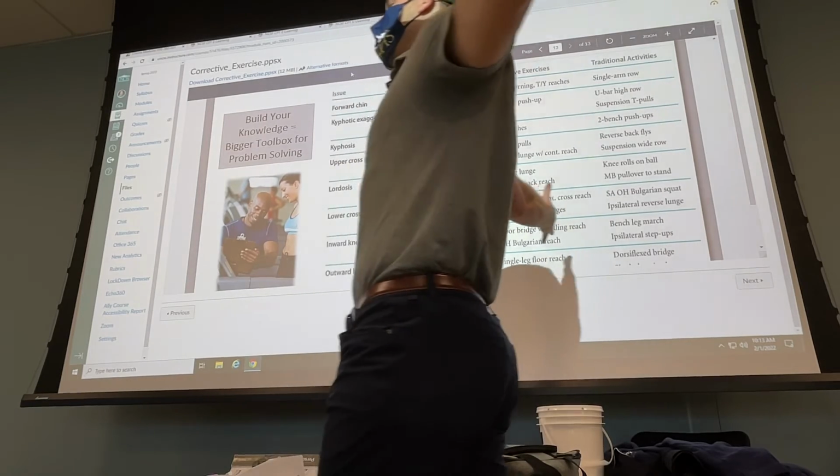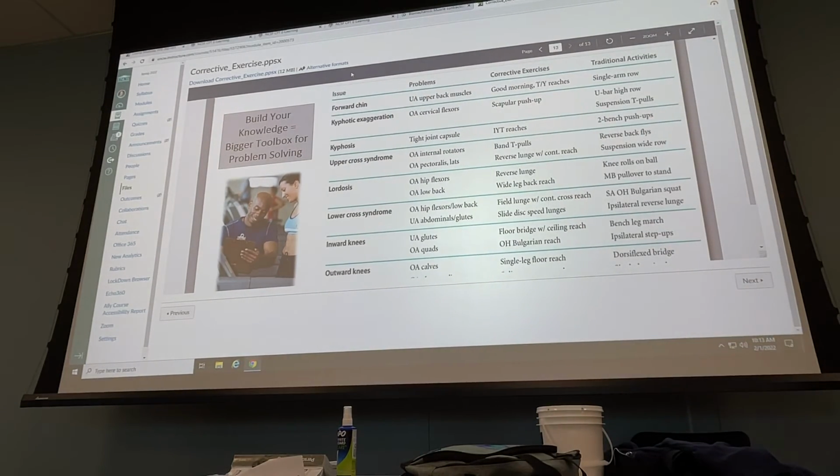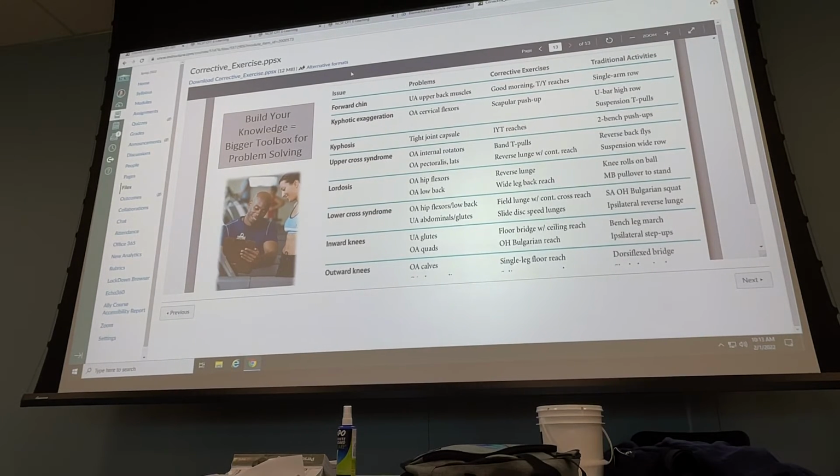So we're trying to work those posterior upper back muscles to improve our kyphotic exaggeration. We have a kyphotic curve. Kyphotic exaggeration is when it comes over a little bit more. Kyphosis with tight joint capsule is when it's probably a little bit tighter, so you have the joints that are tight. You have IYT reaches, something like bench push-ups. Upper cross syndrome: you have some overactive internal rotators, overactive pectorals and lats, band T pulls, reverse lunge with contra reach.